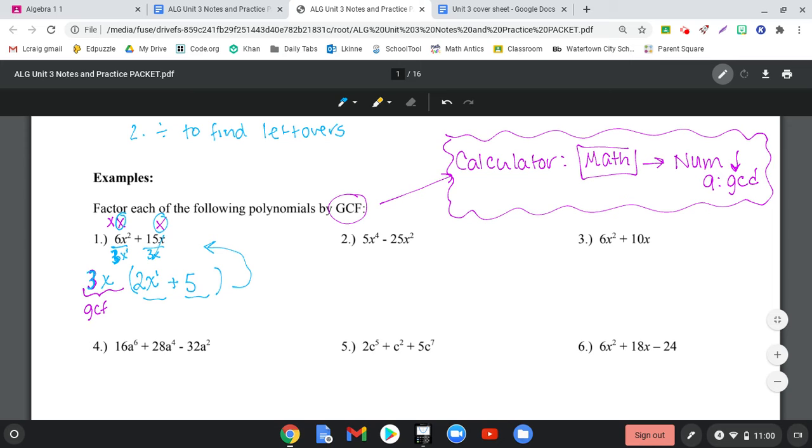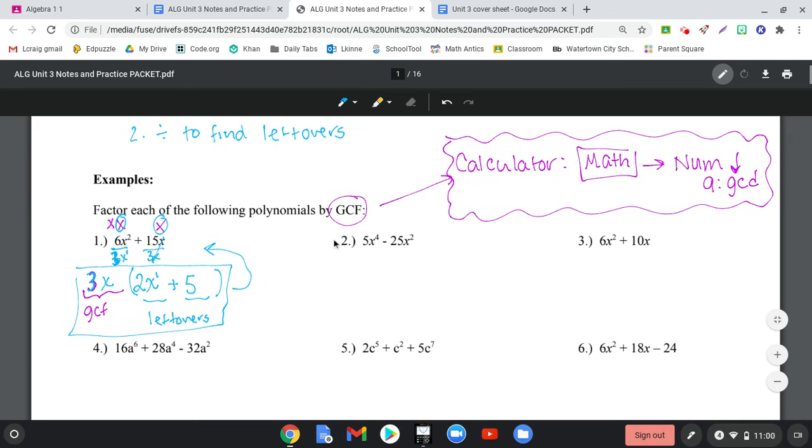And x divided by x cancels. And this whole thing is your answer. And these are the leftovers here. Now, you don't have to write GCF and leftovers each time. It's just for note's sake. But let's do some practice with it.